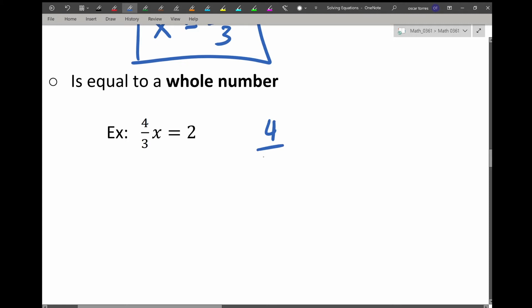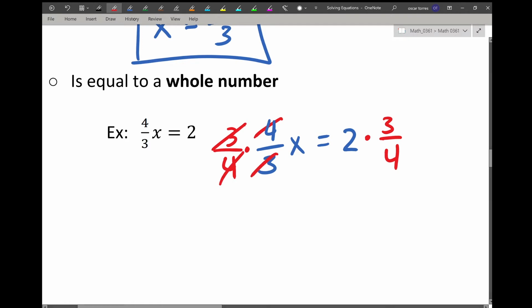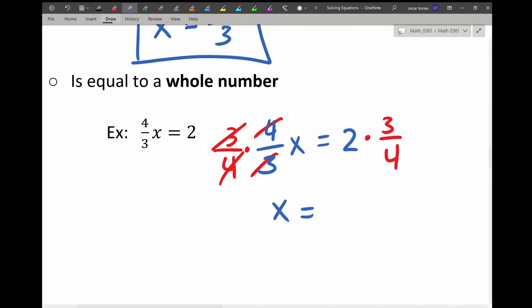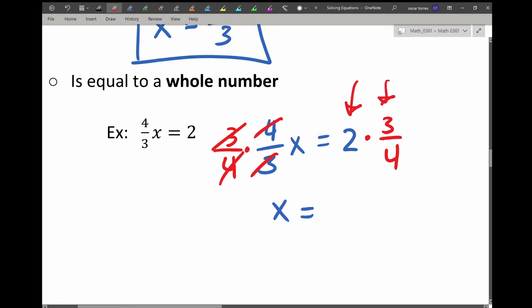So if I copy down the problem as it is, this is what we have, but I'm going to take both the left and the right side, and I'm going to multiply it by 3 over 4. Because I want to get rid of this 4 over 3. When I do that on the left side, everything cancels out except for the x, right? The x is still here. But on the right hand side, you end up getting a whole number times a fraction.